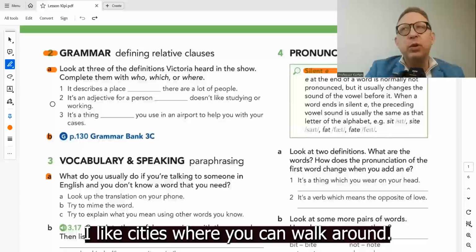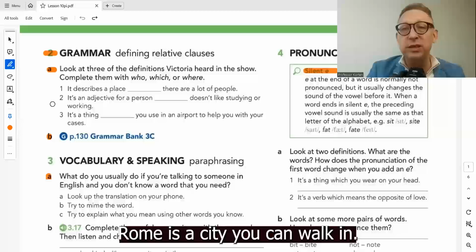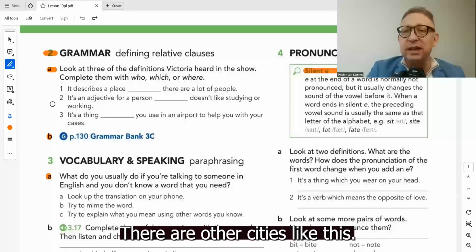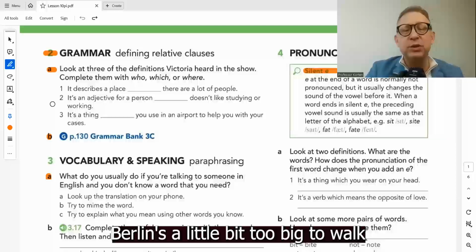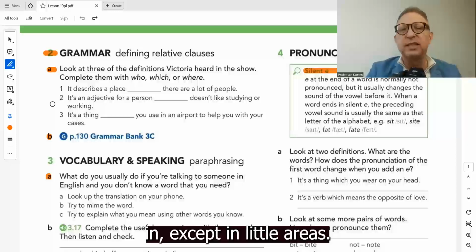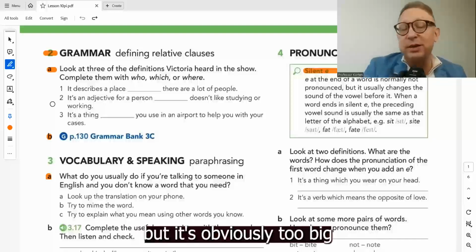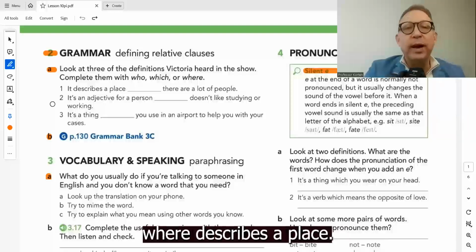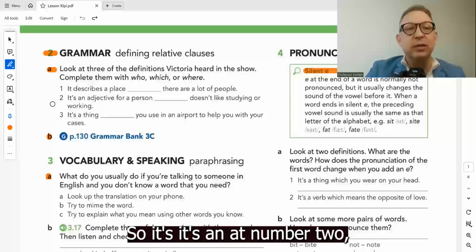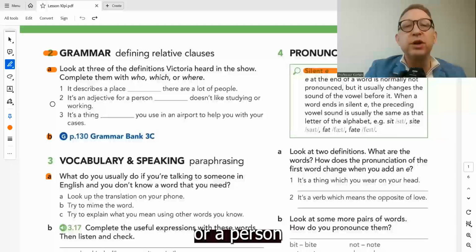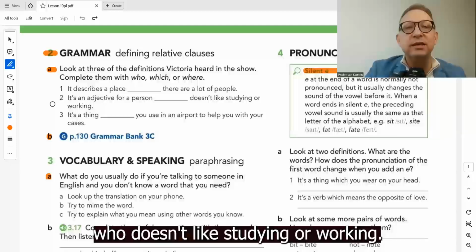I like cities where you can walk around. Rome is a city you can walk in. There are other cities like this. Berlin's a little bit too big to walk in, except in little areas. London, you can walk in the center, but it's obviously too big. Where describes a place. So it's number 2. Or a person who doesn't like studying or working.